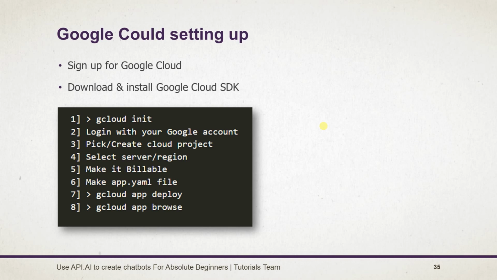Then create the app.yaml file as per the previous slide. And use the deploy command to deploy the app, and use the browse command to browse in the browser, and don't forget to update the fulfillment detail in the API.AI.